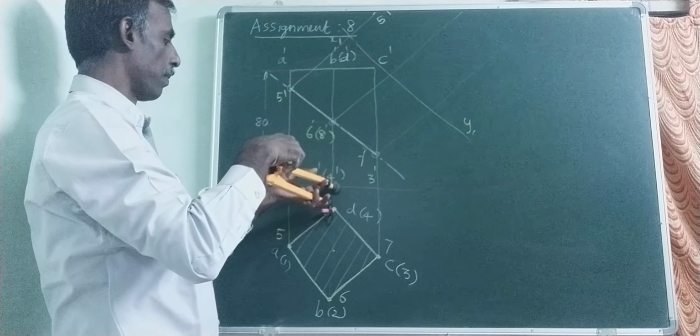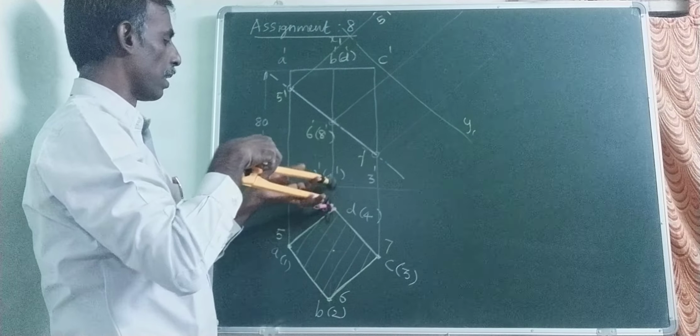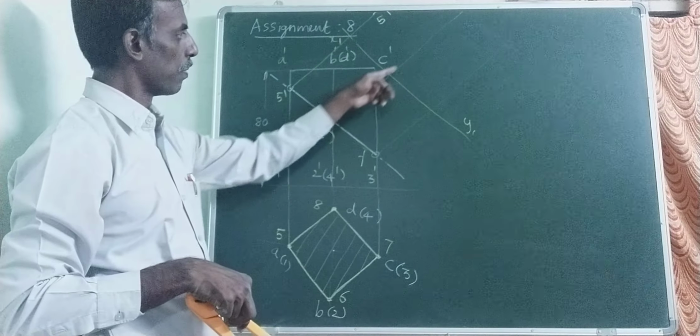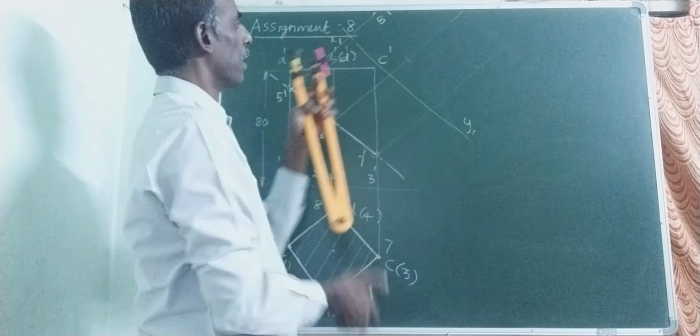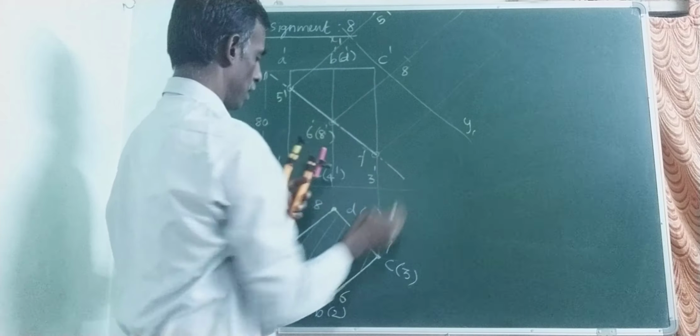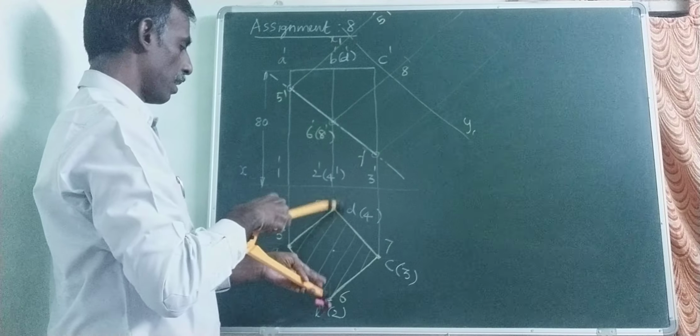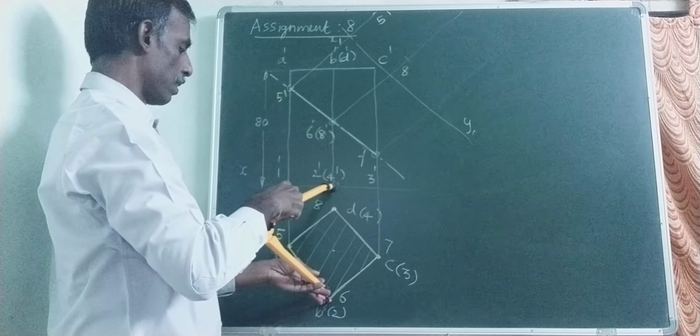Then measure the cutting point 8 from the xy line. Where to transfer? On this projector line. This will be the cutting point 8. In the same way, transfer the cutting point 6. So measure the cutting point 6.